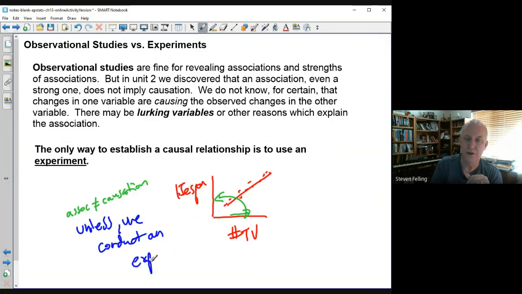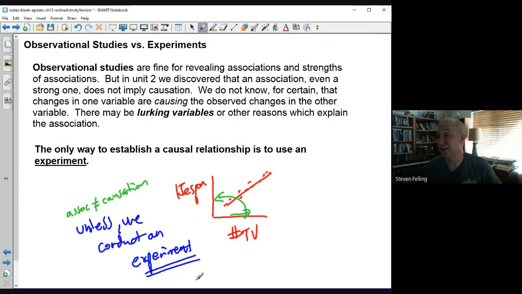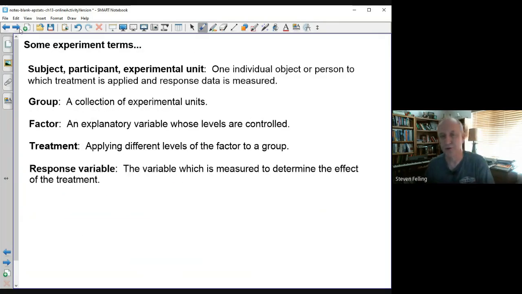So the one way that you can show a cause and effect relationship is if you conduct an experiment. So now we're going to see what makes something an experiment and why it is that allows us to say cause and effect.